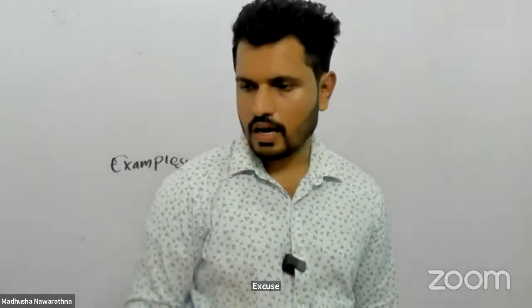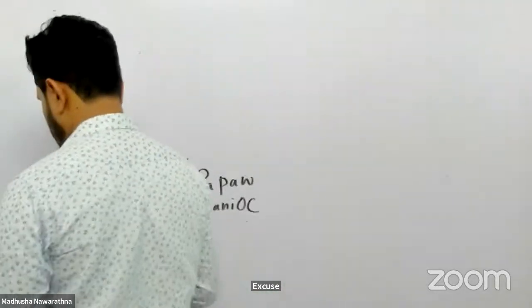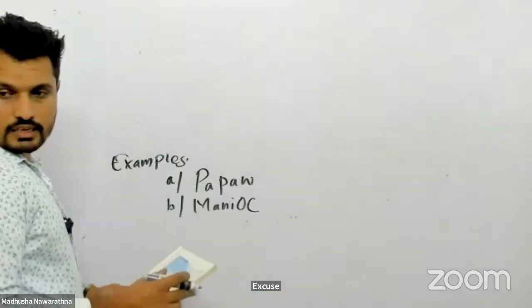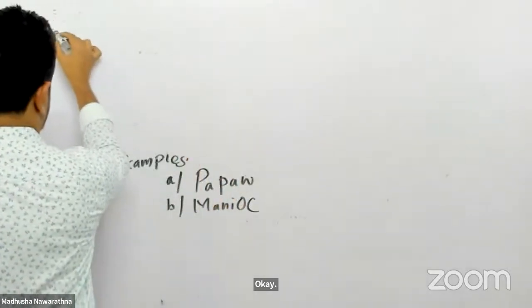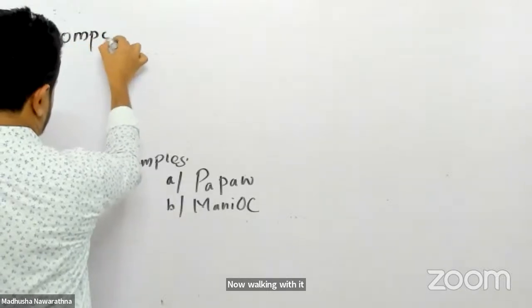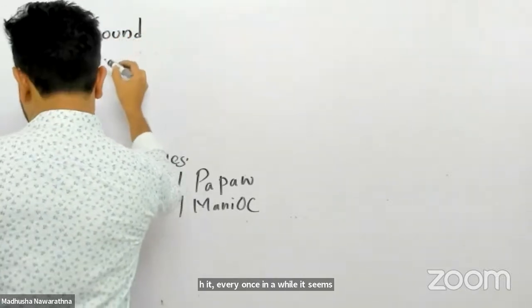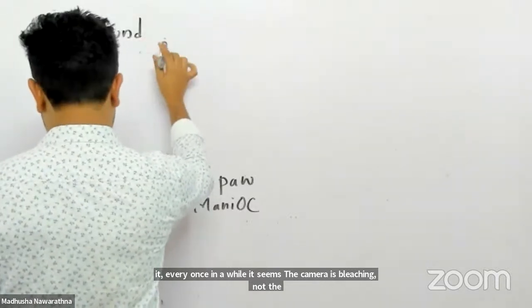Excuse me, sir, your camera is off, sir. Oh, camera is off? Yes, sir. What happened to this camera? It is glitching a little, flickering every once in a while, not my screen. Okay, I'll check.